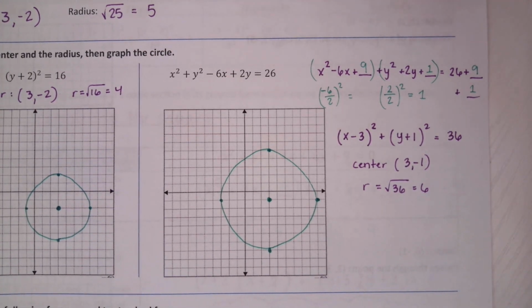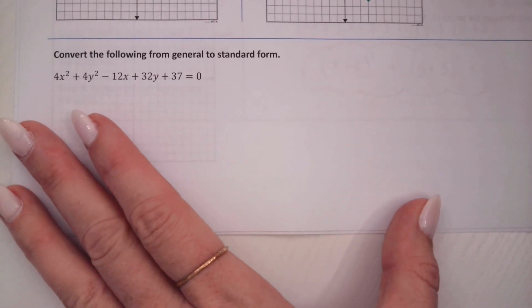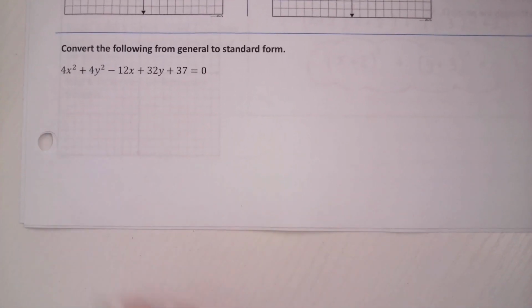All right. We have a little challenge one on the bottom. It's in general form. We want to convert it to standard form. I know what to do. First step, what do we do?